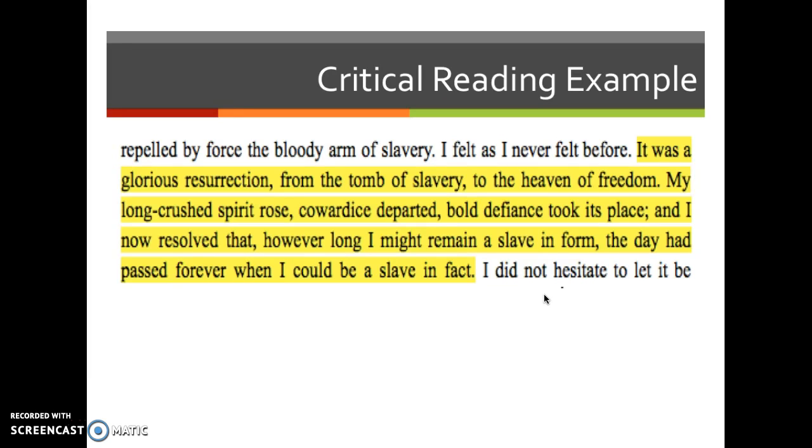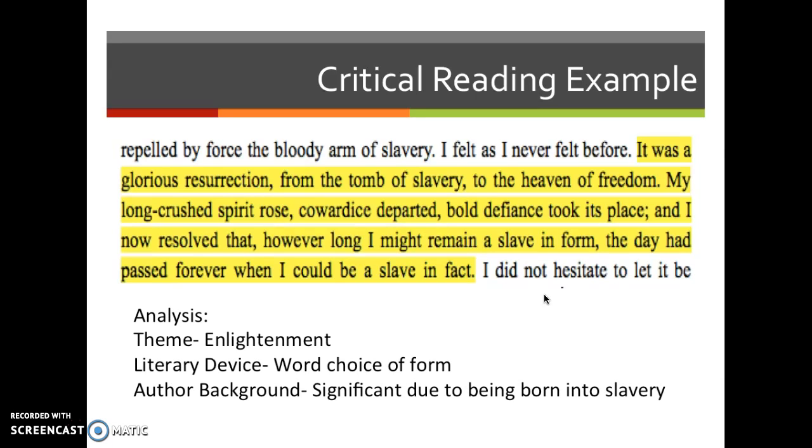When reading this, there is an obvious deep change occurring in Douglass, and the point that he's trying to get across is that he has reached enlightenment. Now, a literary device is word choice, specifically looking at the word form. The word form gives us a hint of this enlightenment because he's talking about being mentally free, and form implies his acknowledgement that he is still a slave, but only in a physical sense.